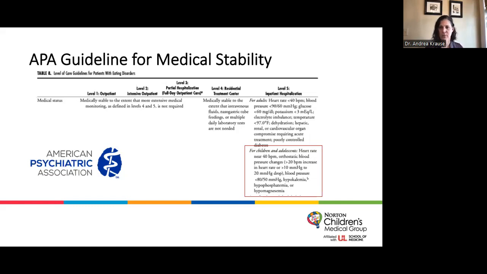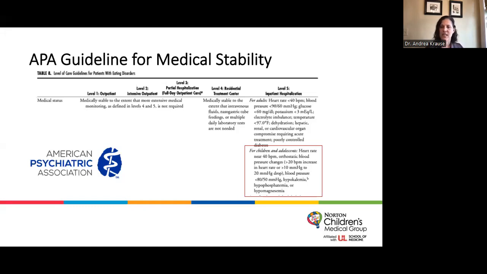The orthostatic blood pressure changes, which would be a more than 20 heart rate increase or a 10 millimeters of mercury decrease with standing. And then total blood pressure of 80/50 or less would be considered medically unstable. And we see that a lot, hypotension as a cause.